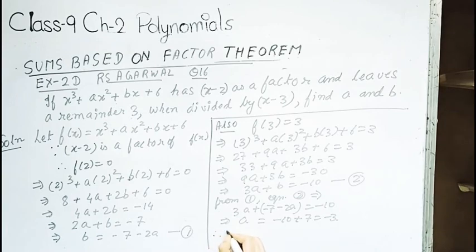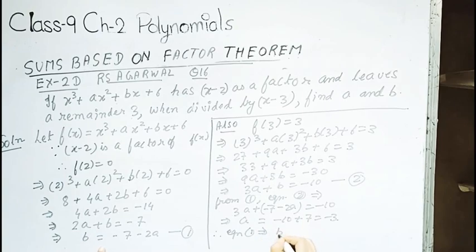Therefore equation 1 implies b equals minus 7 minus 2a equals minus 7 minus of 2 into minus 3 equals minus 7 plus 6 equals minus 1. Therefore a equals minus 3 and b equals minus 1. Answer.